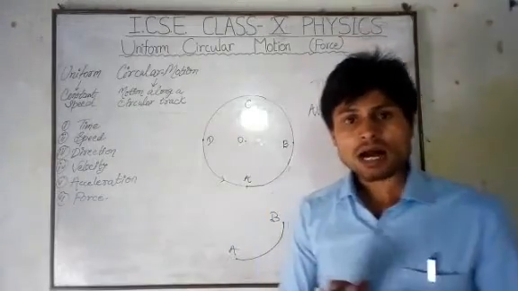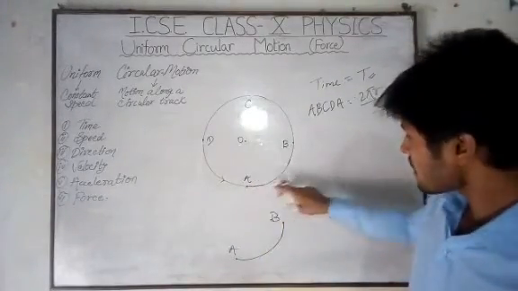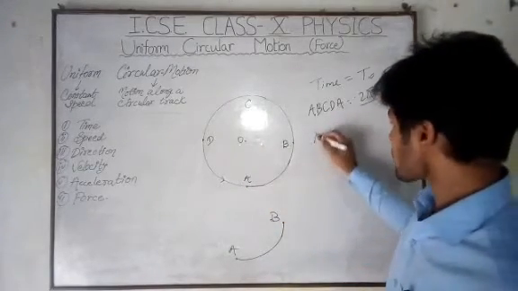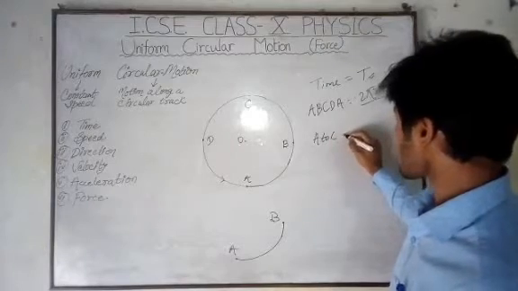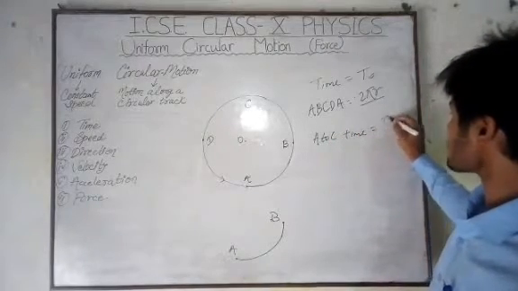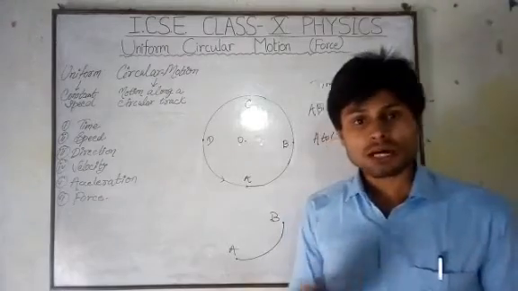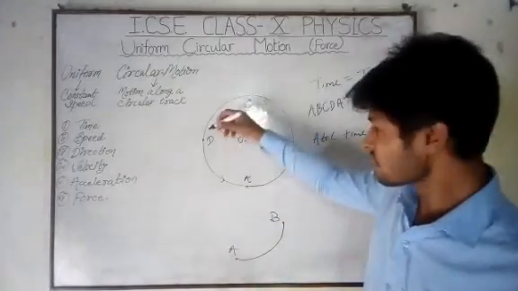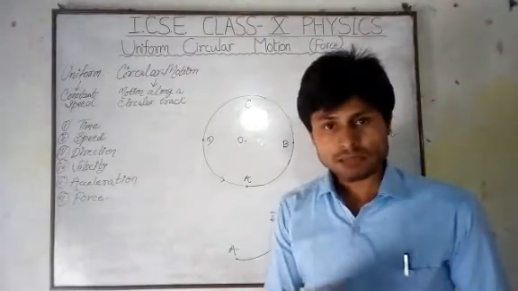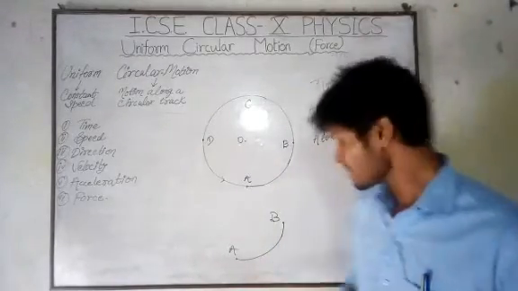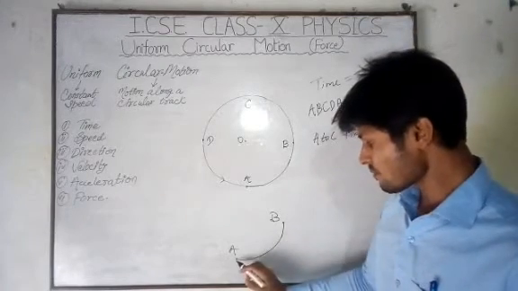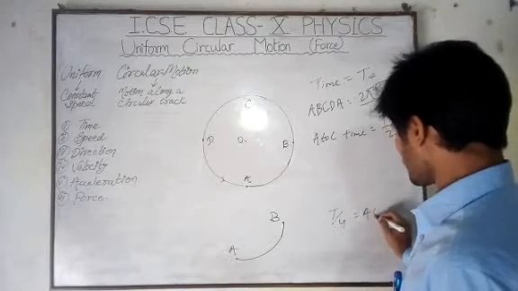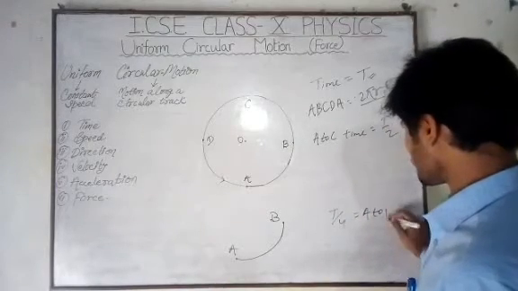If we think of half of the distance, that is half of the circumference, from A to C, it takes the time t by 2, that is half of the time. Again, if you think of a quarter section of this circular track, that is AB or BC or CD or DA, it takes time t by 4, the quarter of the total time.